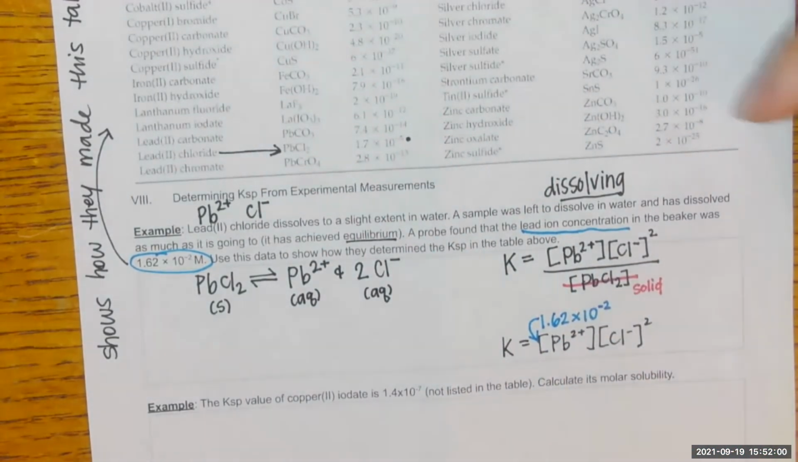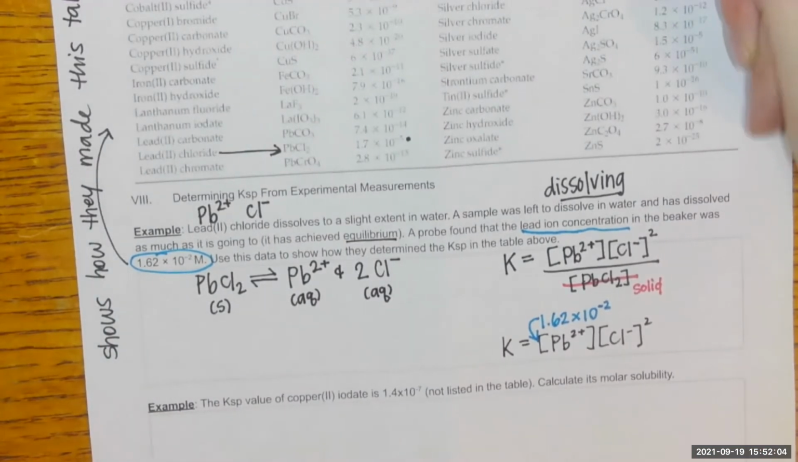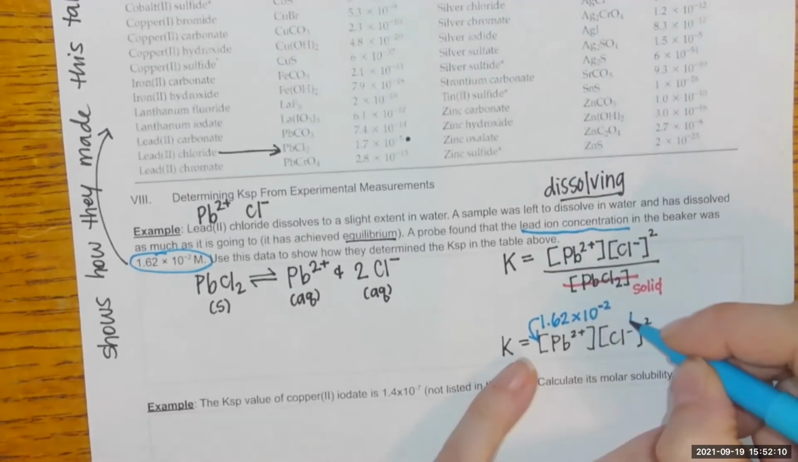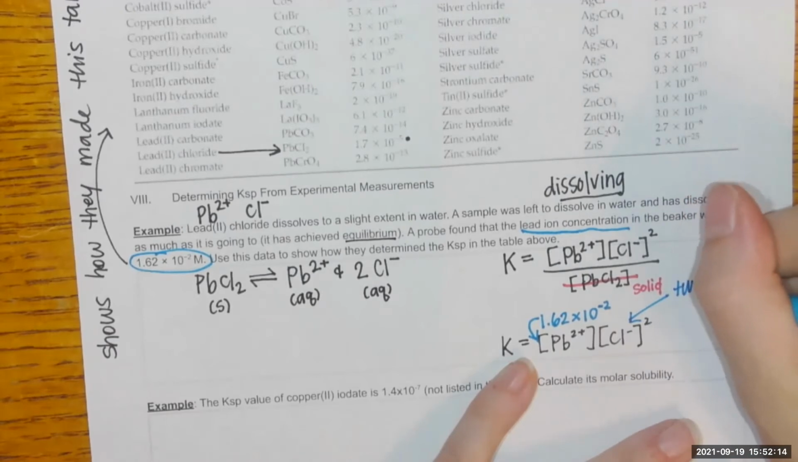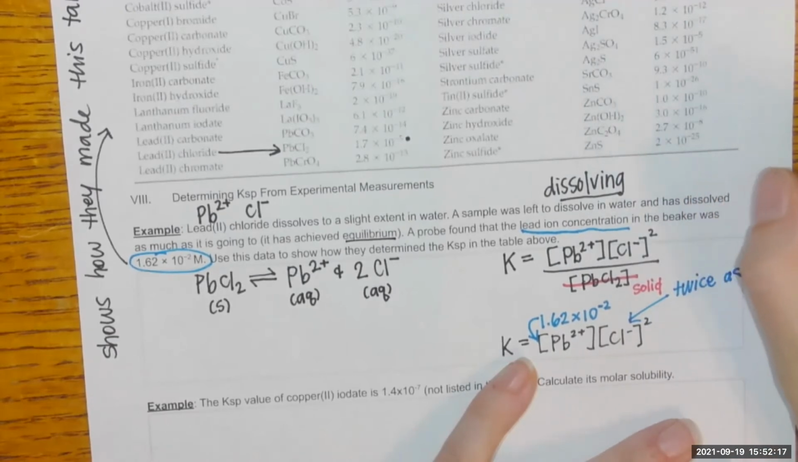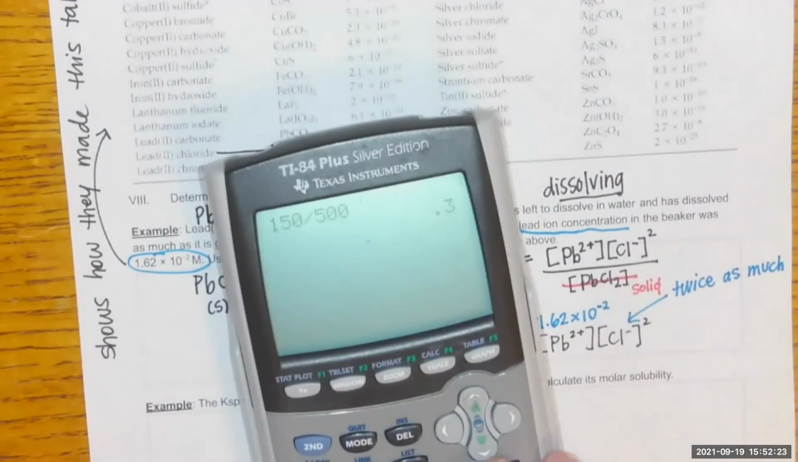And if that's the lead concentration, we have twice as much chlorine. So not only are we going to square it because the formula said to, but we have twice as much of the chlorine. So I don't know what that is. 1.62 times 10 to the negative second times 2.